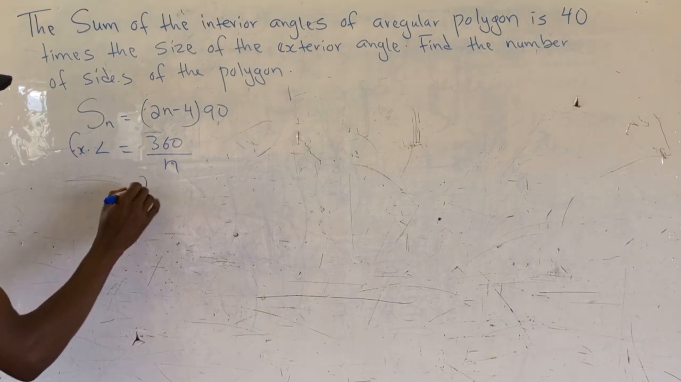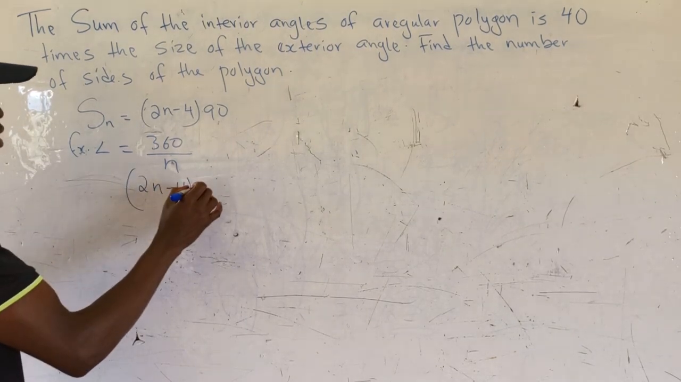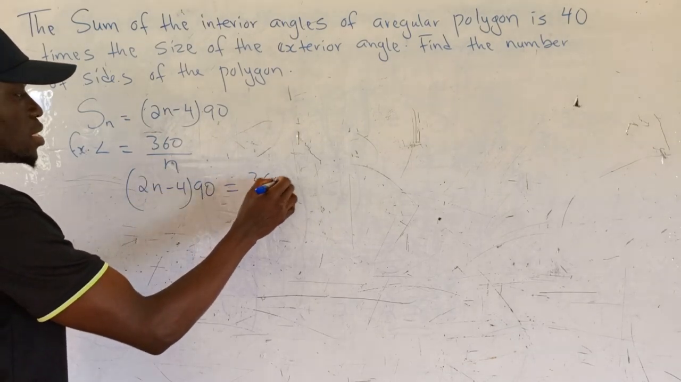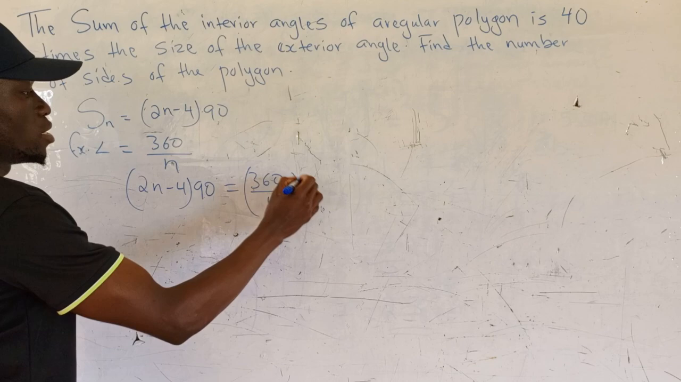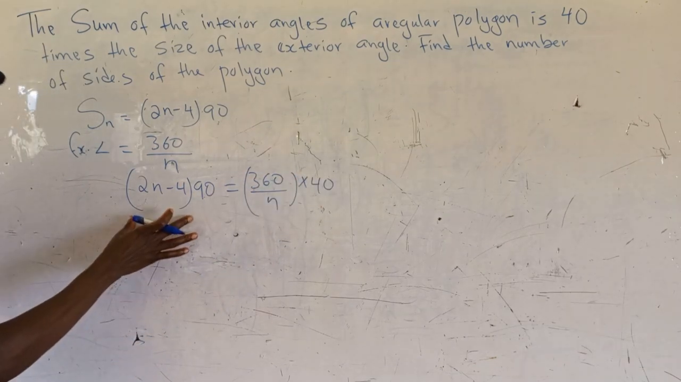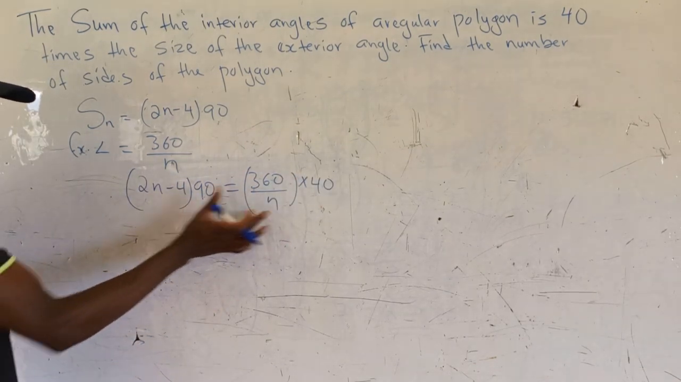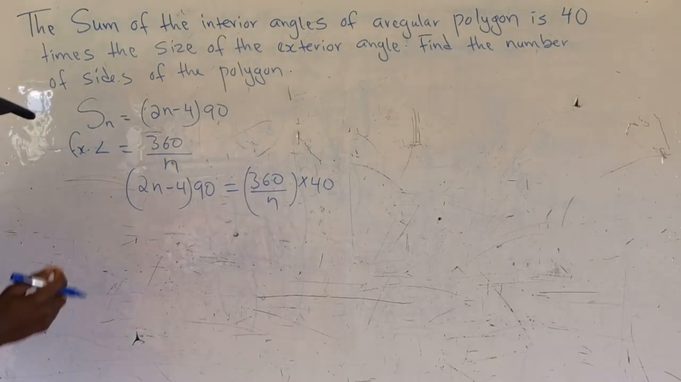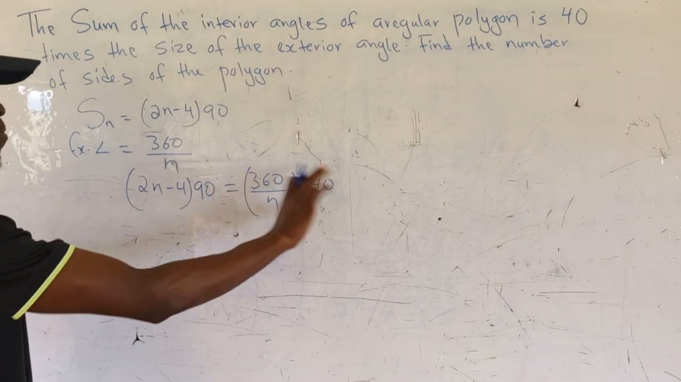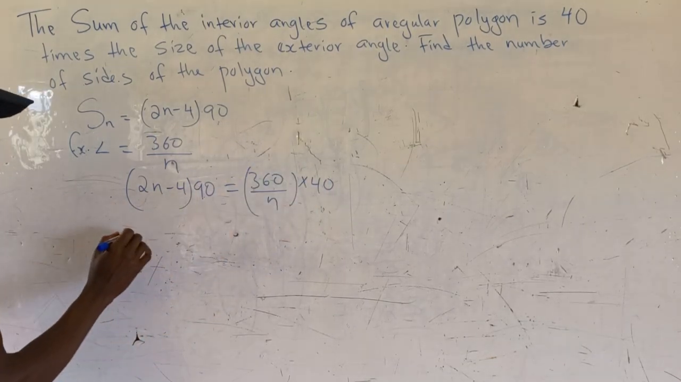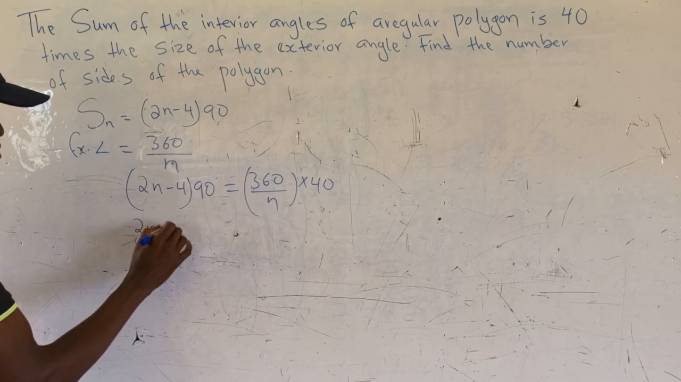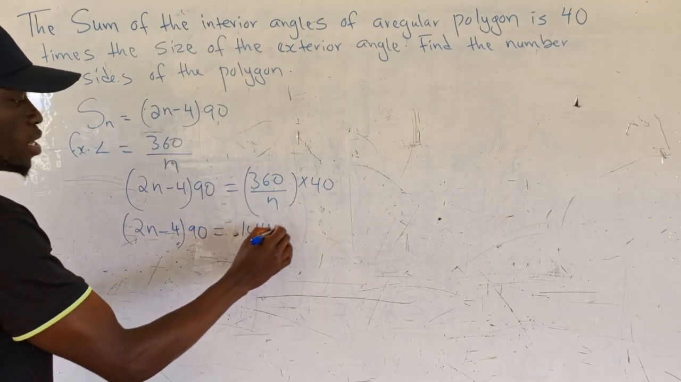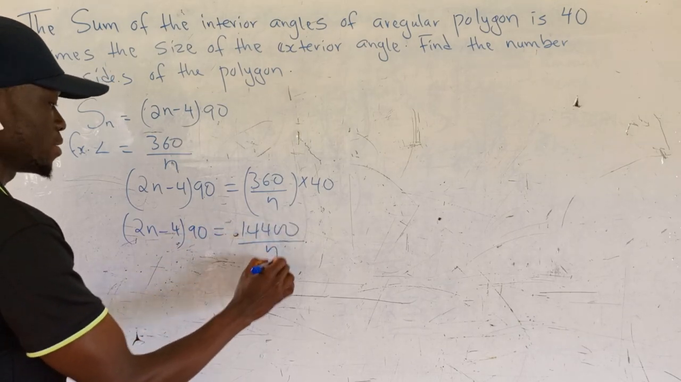I'm going to have 2n minus 4 multiplied by 90 should be equal to 360 over n multiplied by 40, because the sum is 40 times the exterior angle. So to equate, we multiply the exterior angle by 40. Now if you simplify this, 2n minus 4 multiplied by 90 is equal to 14,400, then we divide by n.